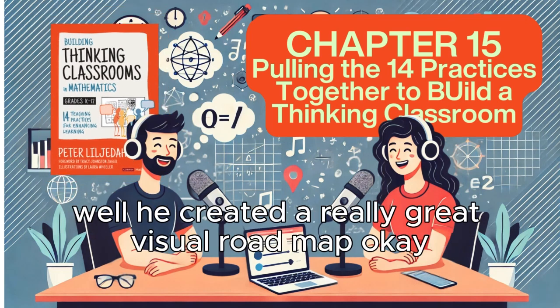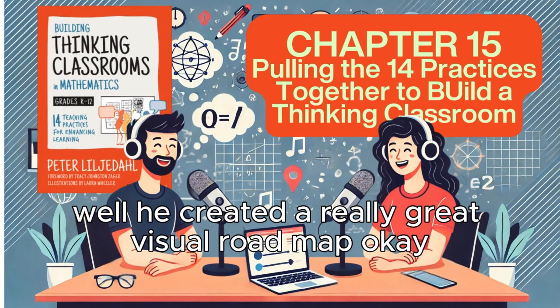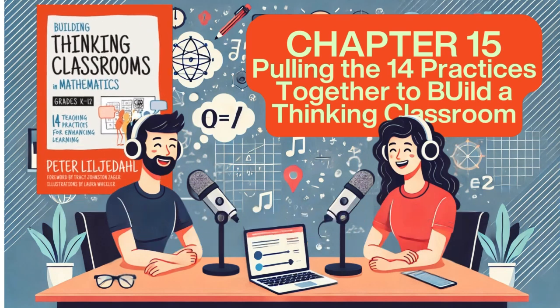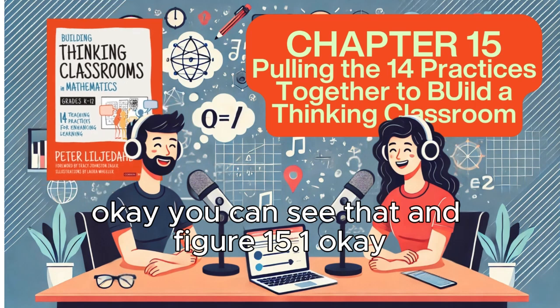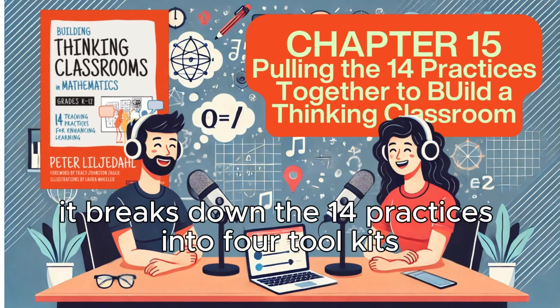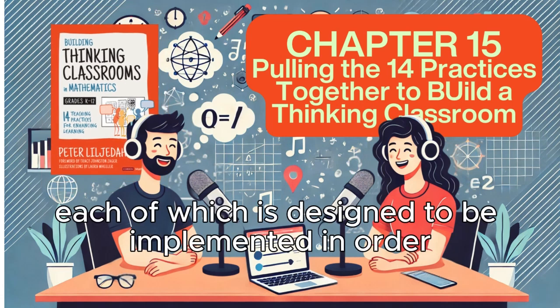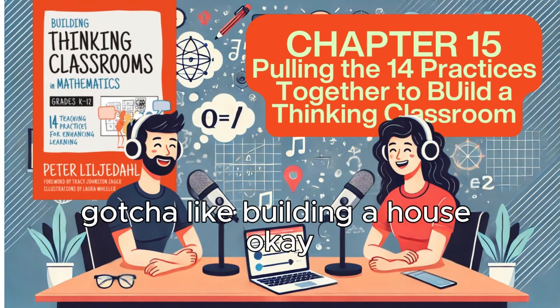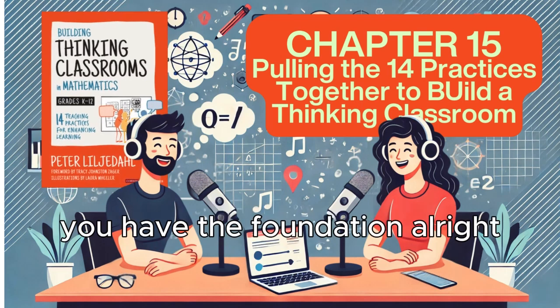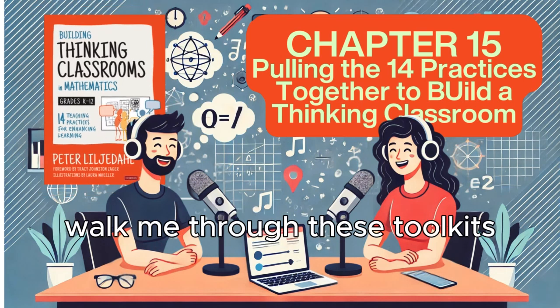Well, he created a really great visual roadmap. It's called the Building Thinking Classrooms Framework. You can see that in figure 15.1. It breaks down the 14 practices into 4 toolkits, each of which is designed to be implemented in order, like building a house. You wouldn't start with the chandelier before you have the foundation. All right. I'm intrigued. Walk me through these toolkits.